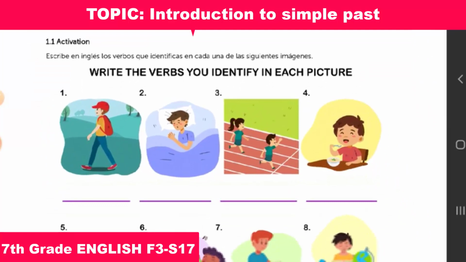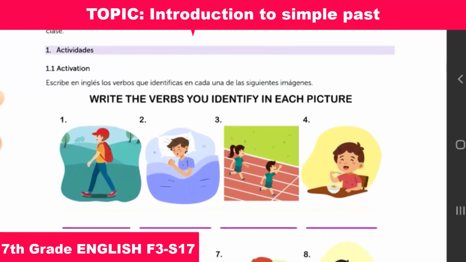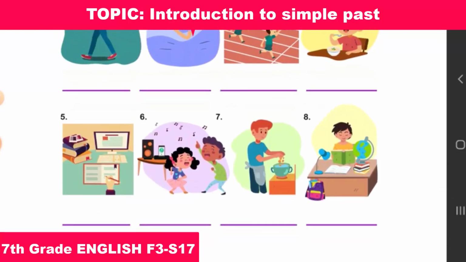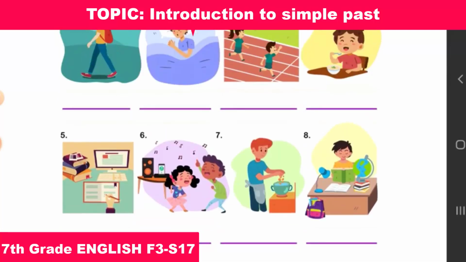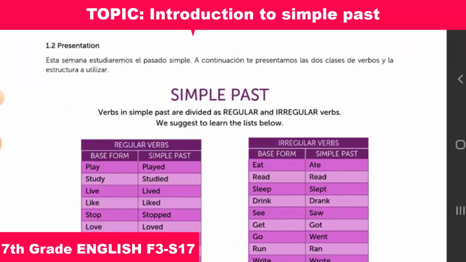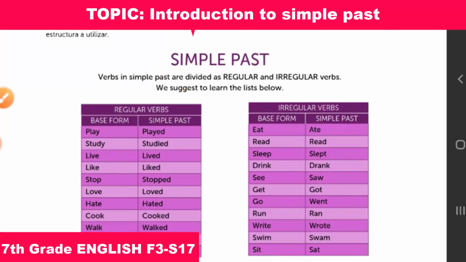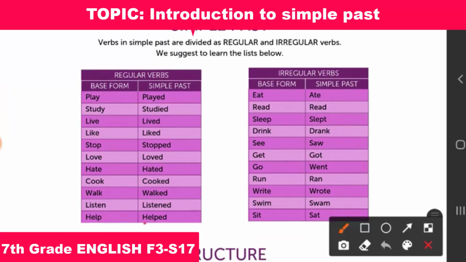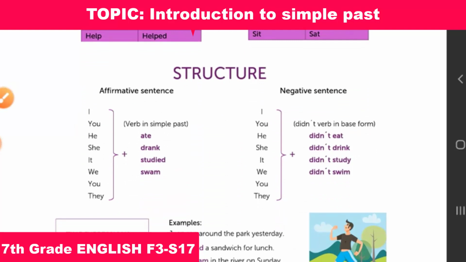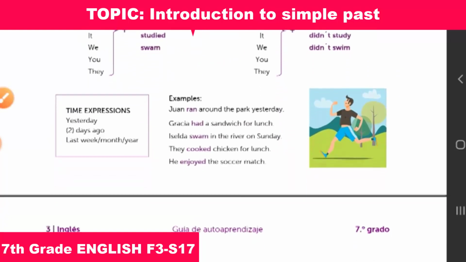First, we have a list of pictures to write some verbs. Tenemos una lista de pictures, de fotos. Le vamos a escribir los verbos a esas pictures in English, please. La respuesta es in English, remember. Luego tenemos la presentation del tema que vamos a estudiar, which is simple past, pasado simple, okay? Te voy a explicar por qué los cuadros de pasado, porque hay dos tipos diferentes de verbs en pasado. Luego, structure, que es la forma en cómo se dicen o se hacen las oraciones en pasado en English, okay?